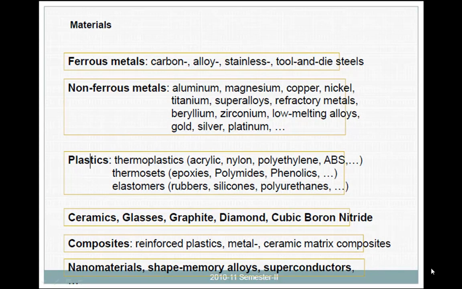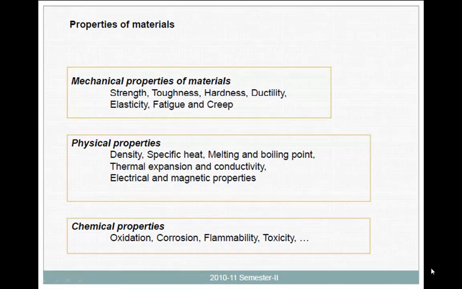In this course we will be going over all sorts of materials, and some of them are listed here: ferrous materials, non-ferrous metals, plastics, ceramics, glasses, composites, and then nanomaterials. So different types of materials are listed here that we come across in manufacturing processes, and these are some of the properties that we need to look into. These are the various parameters on which we can judge the properties of a material.